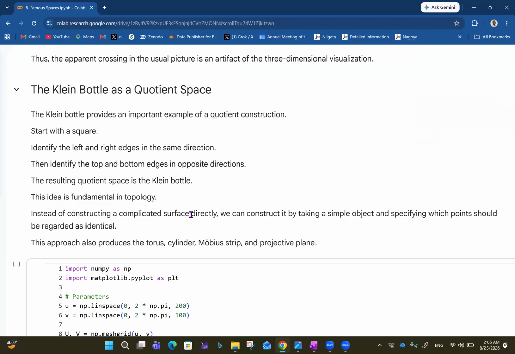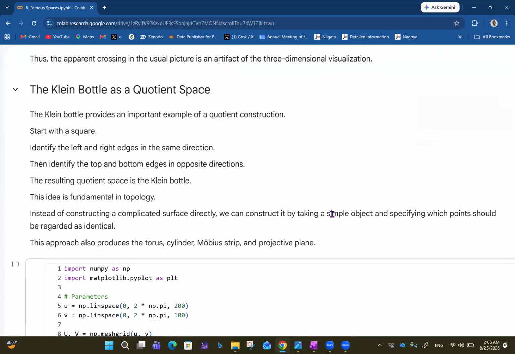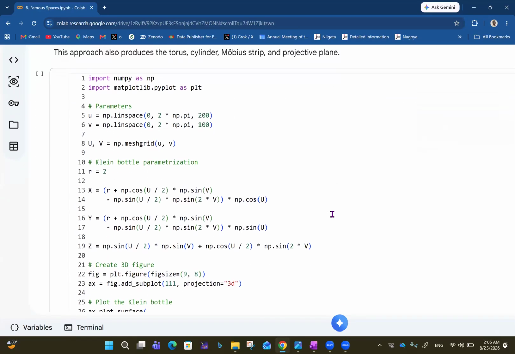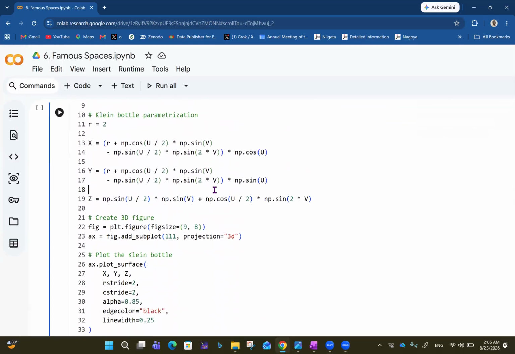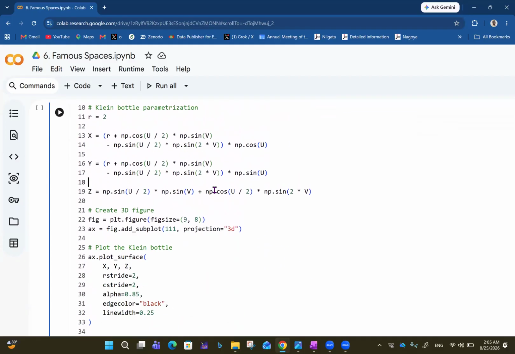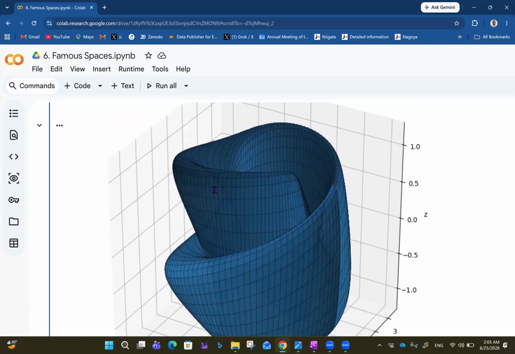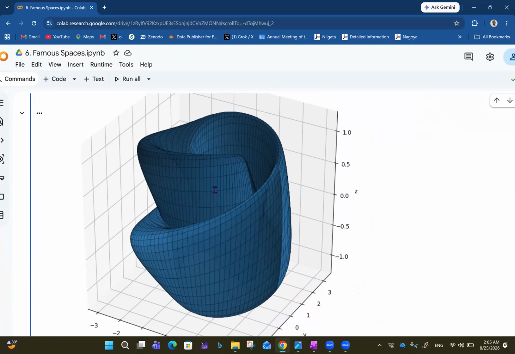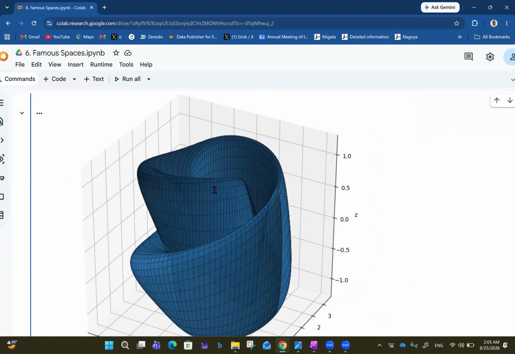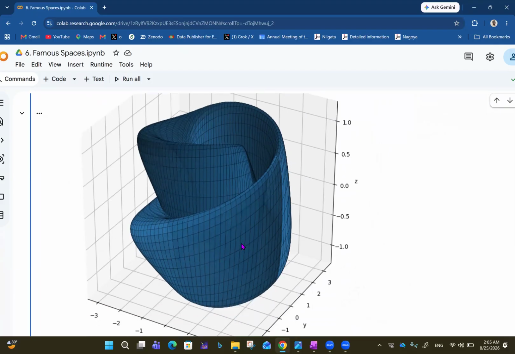Instead of constructing a complicated surface directly, we can construct it by taking a simple object and specifying which points should be regarded as identical. This approach also produces the torus, cylinder, Mobius strip, and projective plane. Using all these formulas here, we can generate the Klein bottle. So we have the Klein bottle like this. I think this even gives a better picture than the original one we had, but that one was just trying to give us the best possible. This is more like what a Klein bottle looks like.